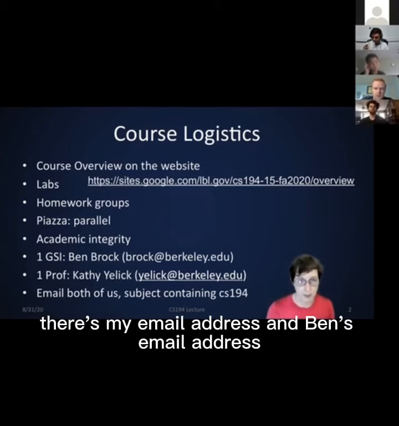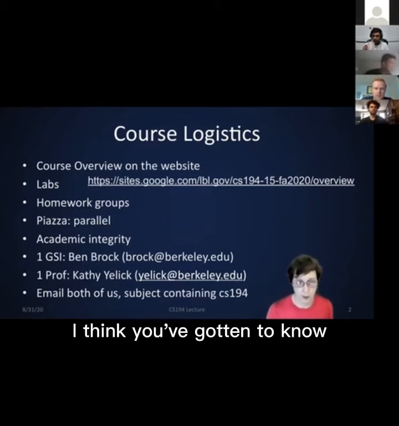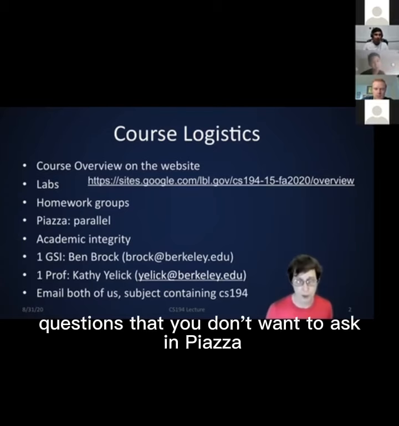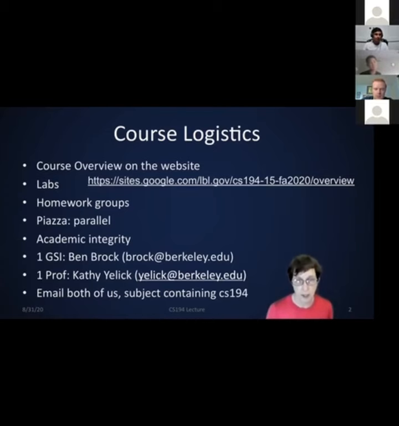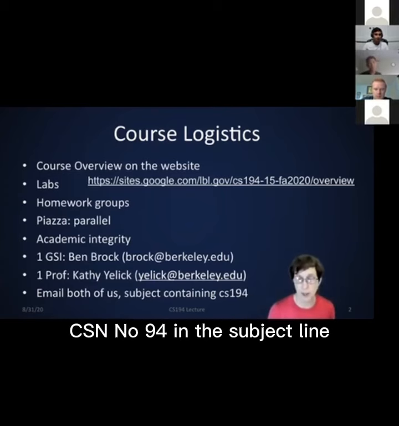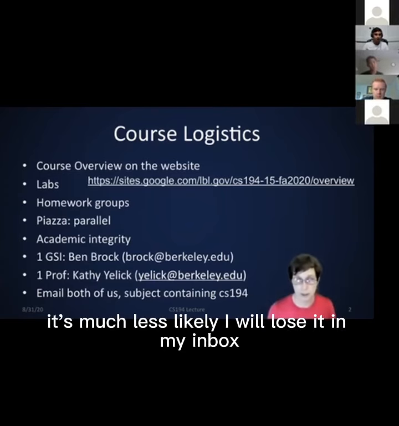There's my email address and Ben's email address. I think you've gotten to know one or both of us through Piazza and email by now, but if you have questions that you don't want to ask in Piazza, please email both of us, and also include CS 194 in the subject line. It's much less likely I will lose it in my inbox.